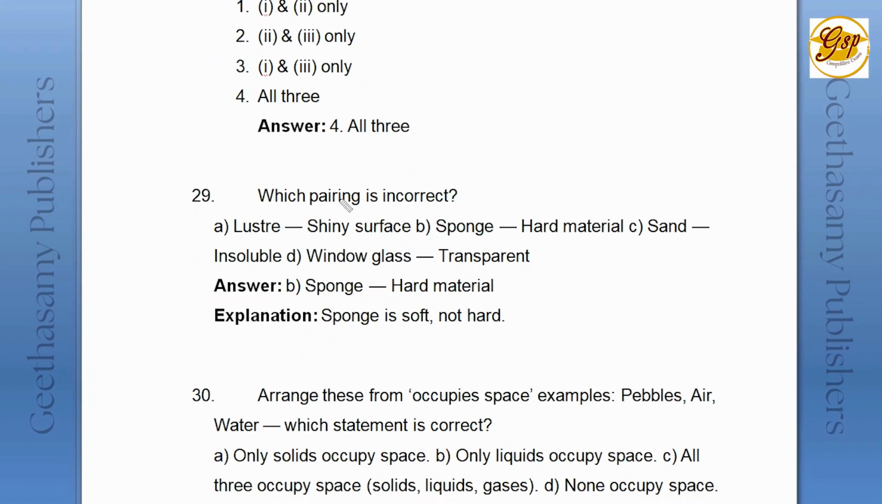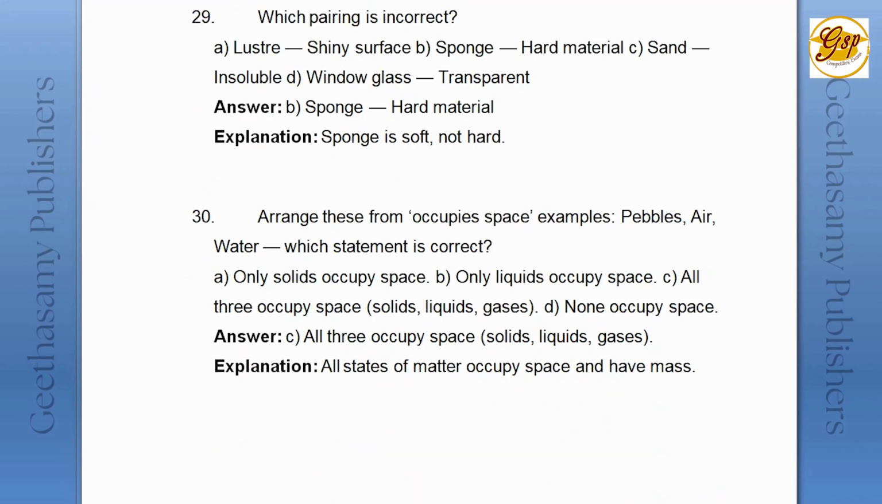29th question. Which pairing is incorrect? A, luster, shiny surface. B, sponge, hard material. C, sand, insoluble. D, window glass, transparent. The incorrect statement is sponge is hard material. Sponge is soft. It's not hard.